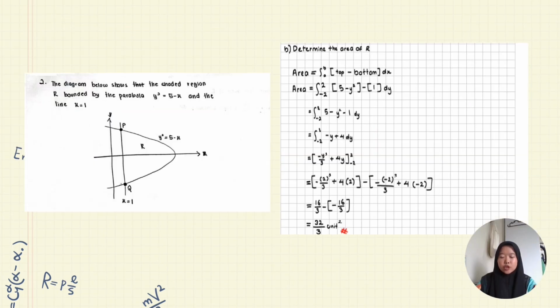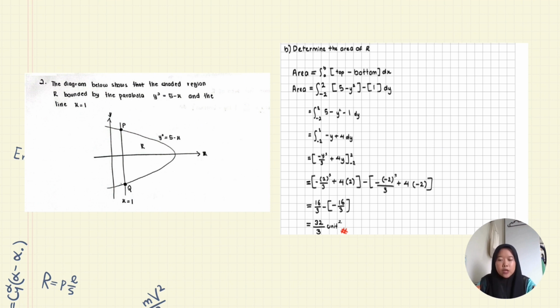Next is question 2b. We need to determine the area of R. For the formula of area, we need to know the right function and left function, where the right function is minus the left function. We know that the equation for the right function is the straight line PQ, which is x equals 1, and the equation for the left function is y squared equals 5 minus x, and we can change the equation into x equals 5 minus y squared.